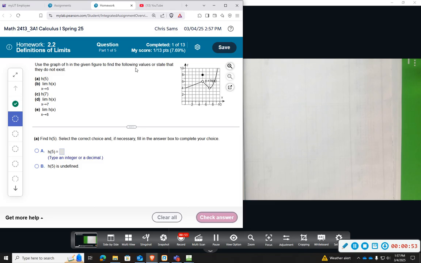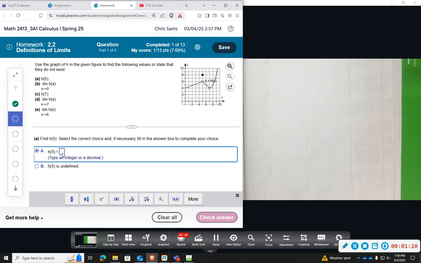All right, number 2, we have 5 parts, so we're going to evaluate these values. It says use the graph of h in the given figure to find the following values and state whether they exist or do not exist. So I'm going to look at h of 5. That means I'm going to go to 5 on the x-axis and trace it up until it hits the graph. It goes through that hole and we get the point 8. So h of 5 is 8.